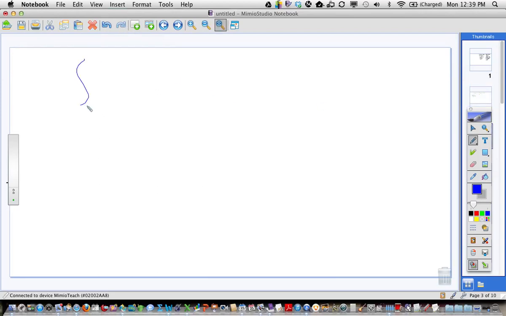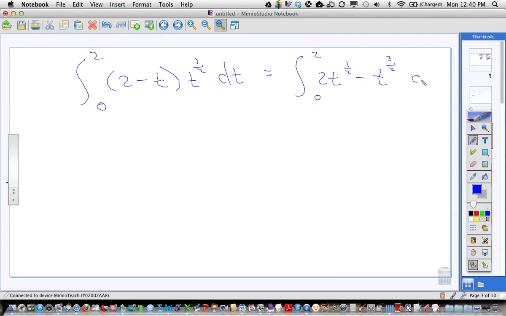18 says the integral from 0 to 2 of (2 minus t) times the square root of t, which I'm going to write as t to the 1/2. Distribute. I will not give you one on the test tomorrow like this. But let's distribute this. So what do I get? 2t to the 1/2 minus t to the 3/2. I will give you one tomorrow like that.